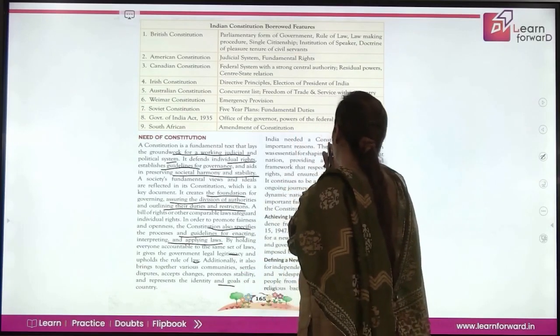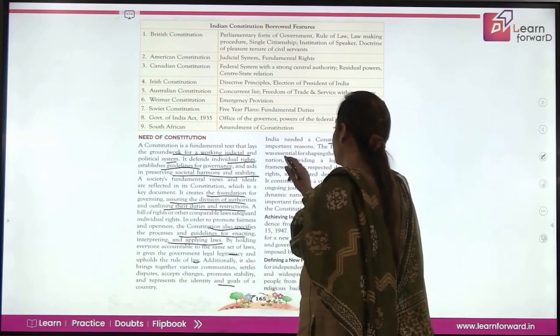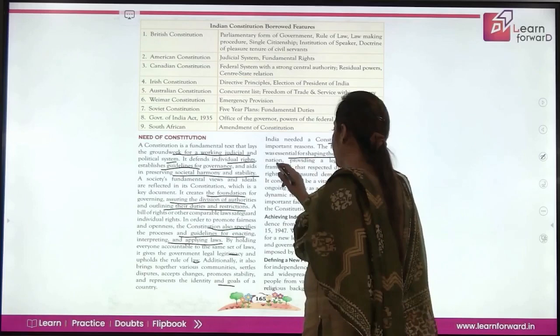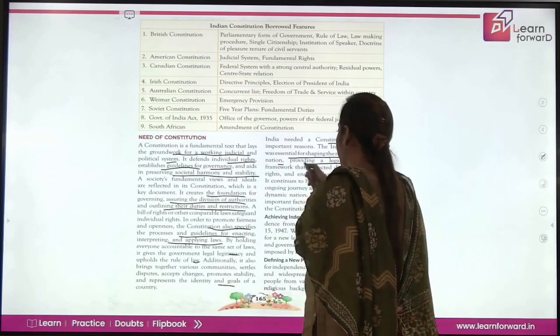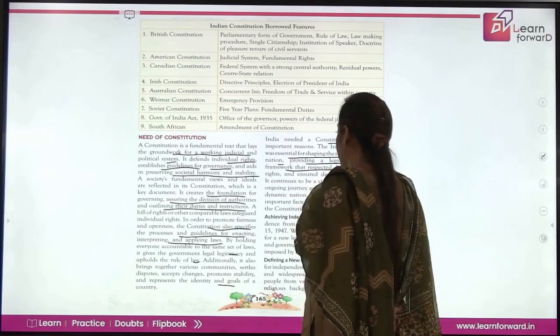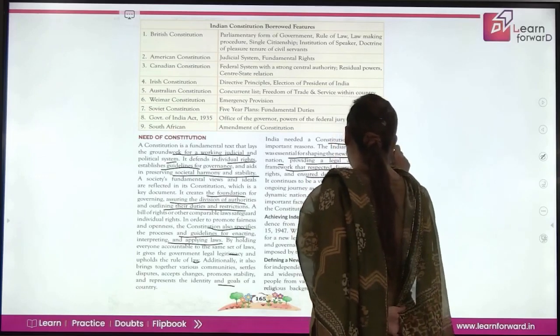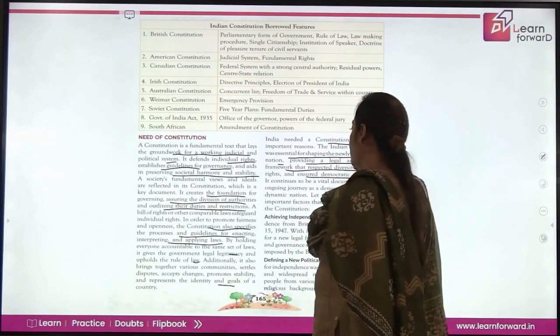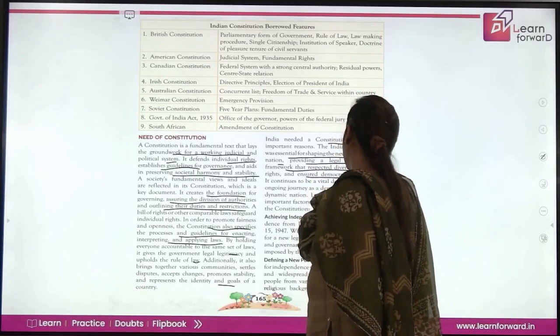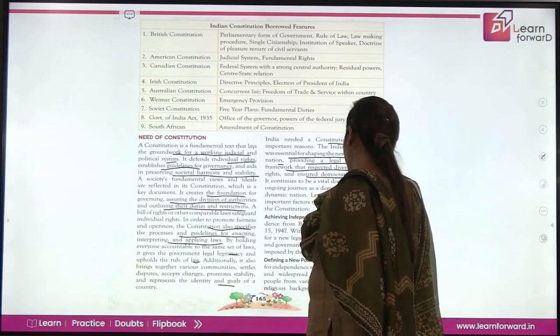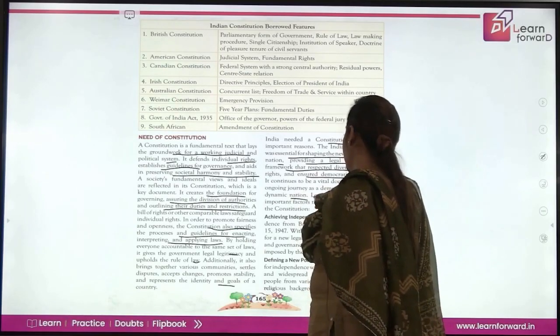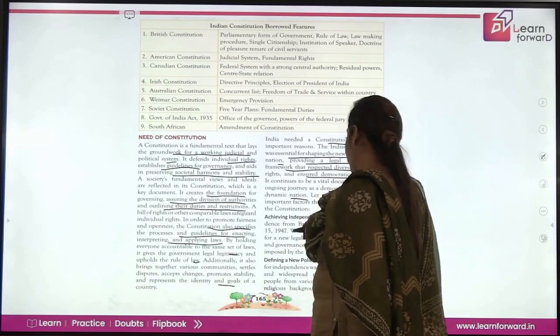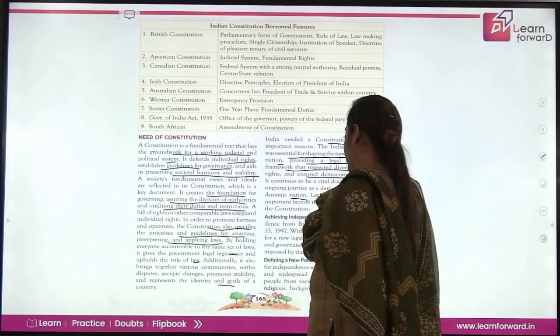So India needed a constitution for several reasons. The Indian Constitution was essential for shaping the newly independent nation, providing a legal political framework that respected diversity, protected rights and ensured democratic government. इस कारण से constitution का होना बहुत जरूरी था. It continues to be a vital document in India's ongoing journey as a democratic, diverse and dynamic nation. Let us take a look at some of the important features that arise from the framing of the Constitution.